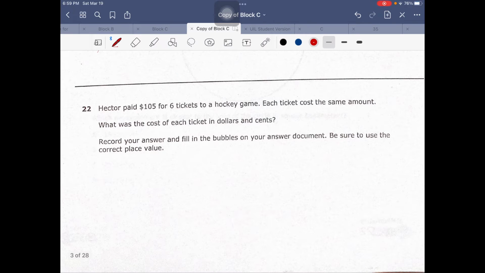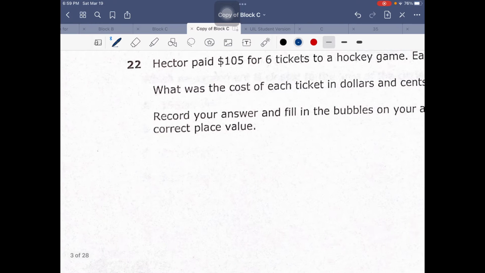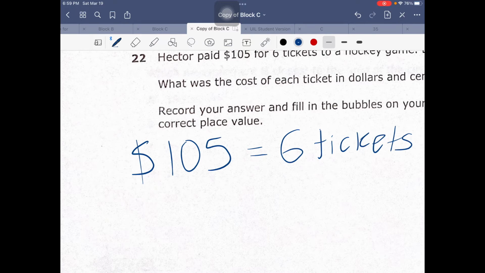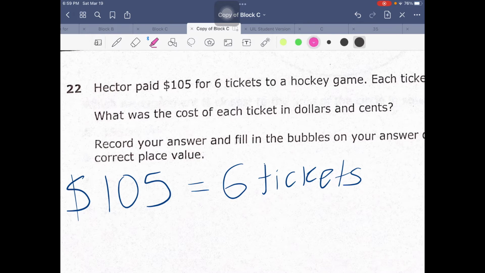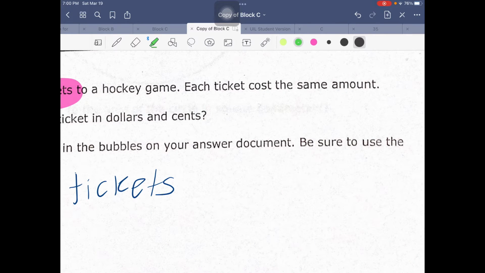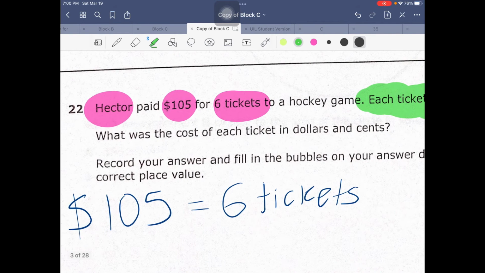Now, Hector paid $105 for 6 tickets. That's something that I want to write down right away. $105 for 6 tickets. And that's what Hector paid. Now, each ticket costs the same amount of money. What was the cost of each ticket in dollars and cents?